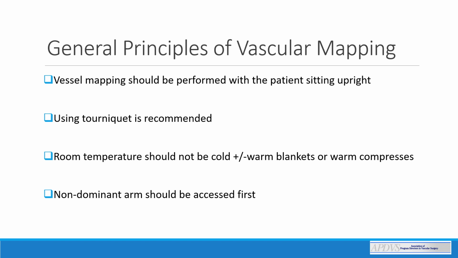Vessel mapping should be performed in the patient sitting upright so the arm veins are dependent to the heart. This position will optimize vein diameter along with the tourniquet use. Ambient room temperature should not be cold, and warm blankets or warm compresses can be used as necessary. Non-dominant arm should be assessed first.